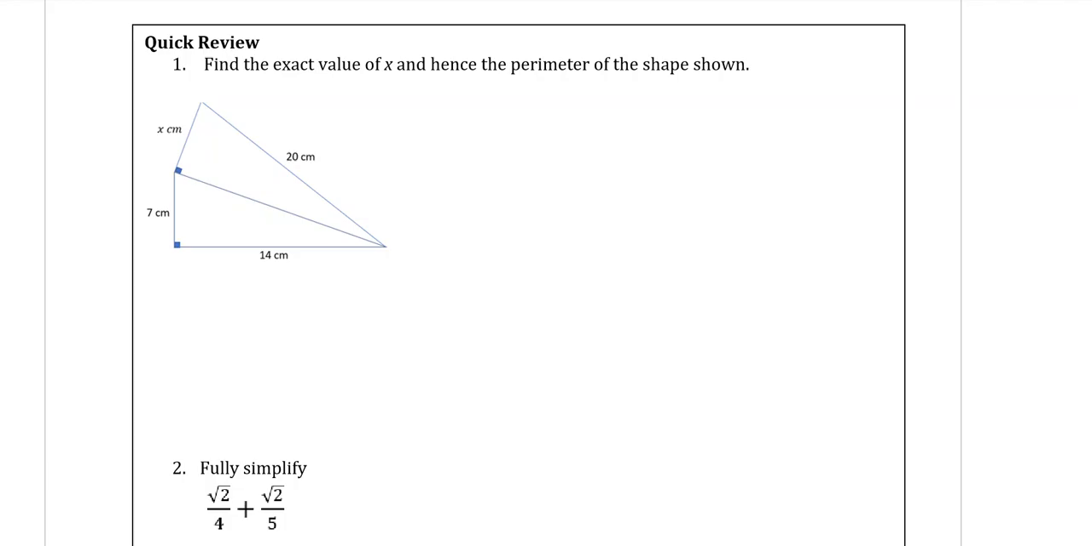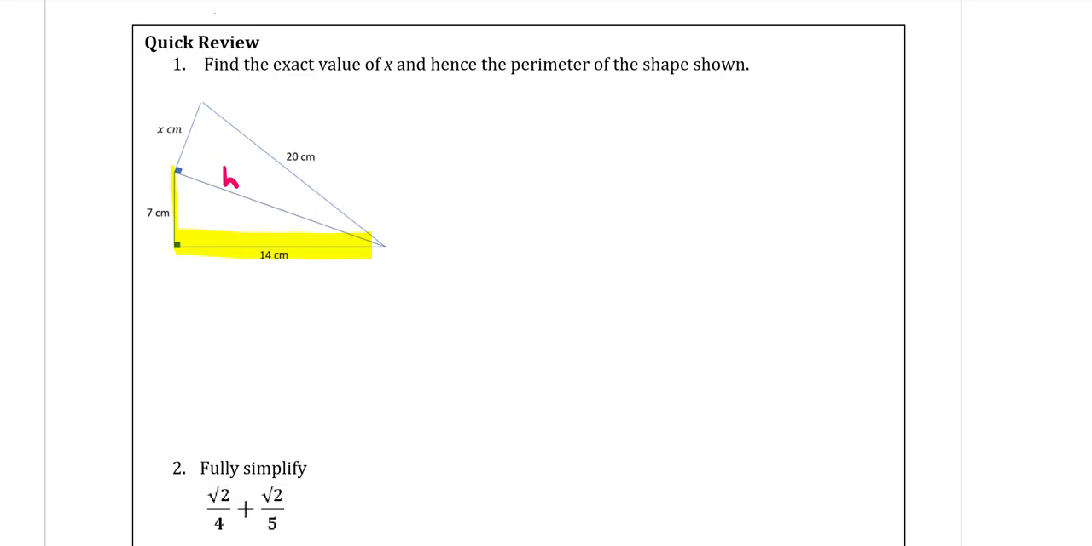Now to find the perimeter, we want to know all of the sides around the outside of the shape so that we can add them all together. So we have the 7 and the 14 and the 20 going around the outside, but we're missing this side here, which is called x. In order to find it, I'm going to need to use this first right angle triangle to find the missing side here, which is the hypotenuse. And then I will use the second right angle triangle to find the x.